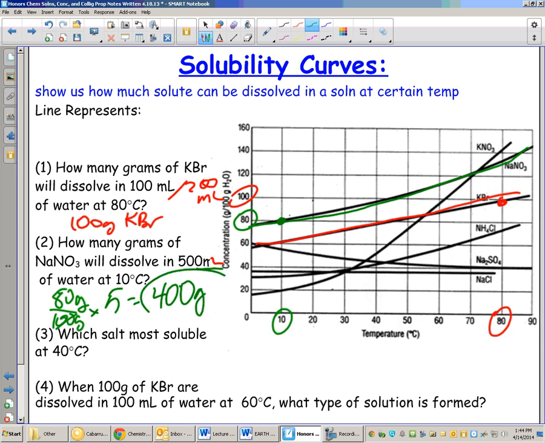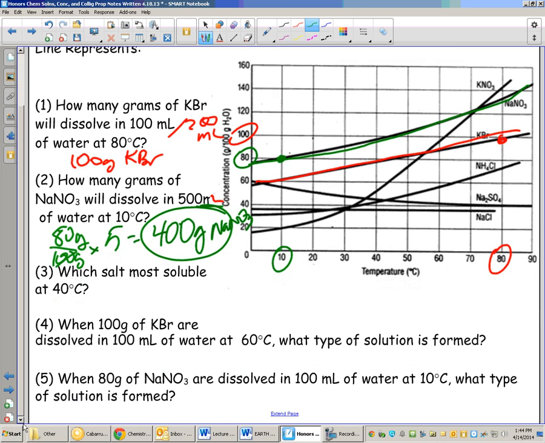400 grams of sodium nitrate. All right, which salt is most soluble at 40 degrees? Why are you dividing 80 by 100? I'm showing you that it's 80 grams per 100 grams of water, so I'm not actually dividing. That's why I tried to cross it out. It's 80 grams per 100 grams of water, so it should be 5 times as much per 500 grams of water.